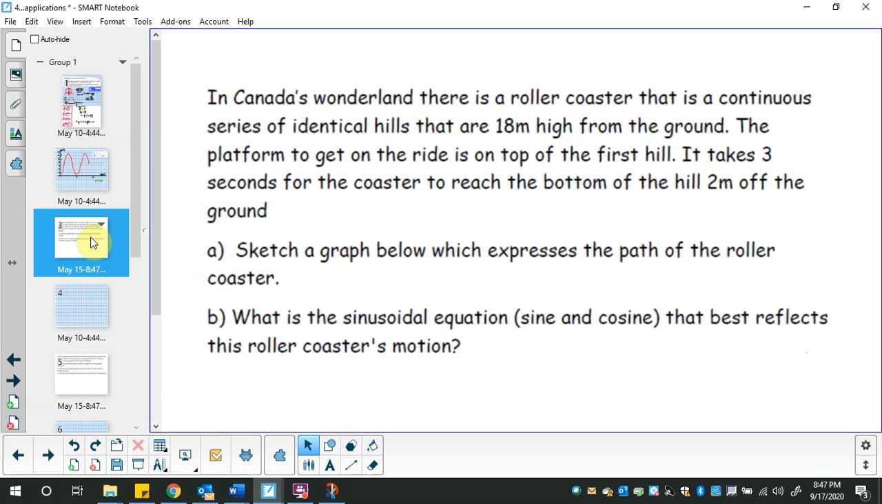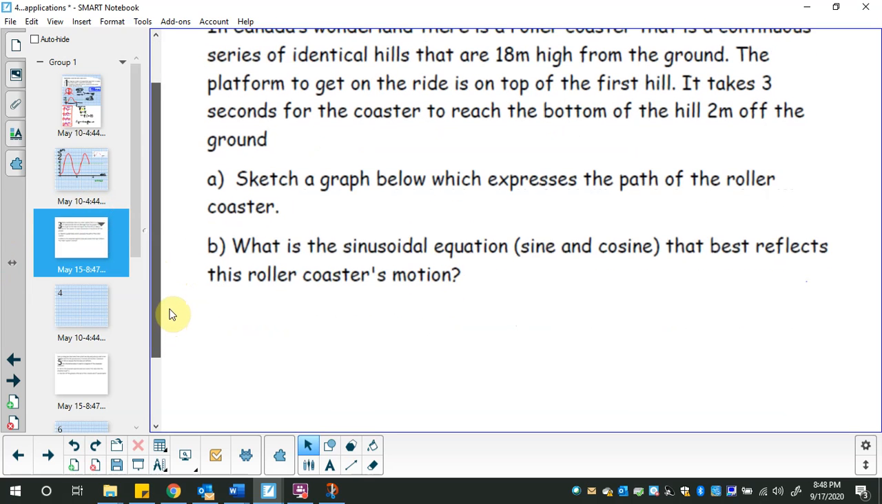And the second question, which you can do in any order, is what is the sinusoidal, so that means the sine curve or the cos curve equation, that best reflects this coaster's motion. So I'm going to do quite possibly 2 of them. But for this question, I am going to start my little doodle.